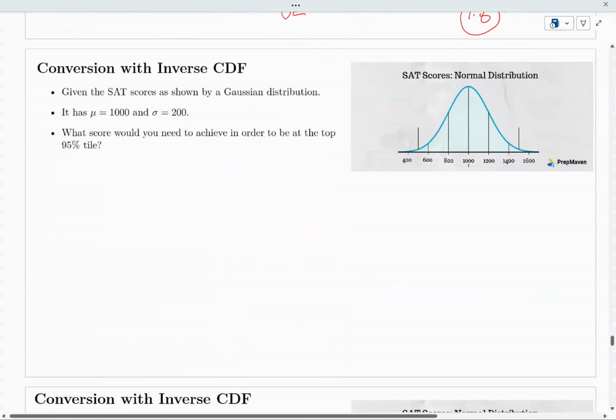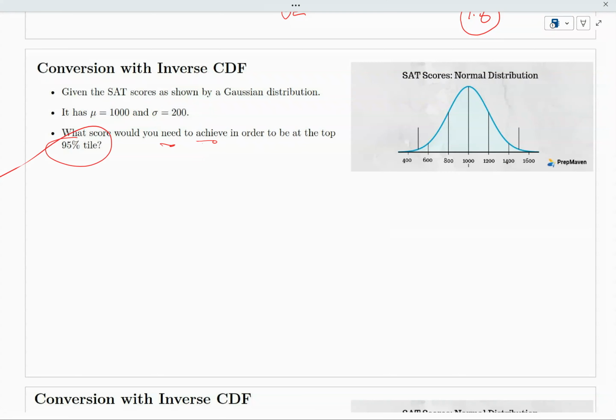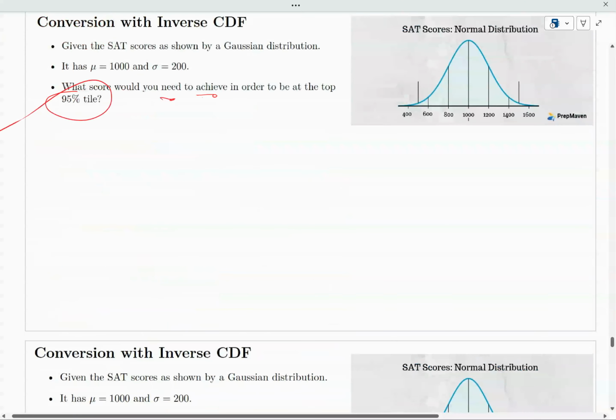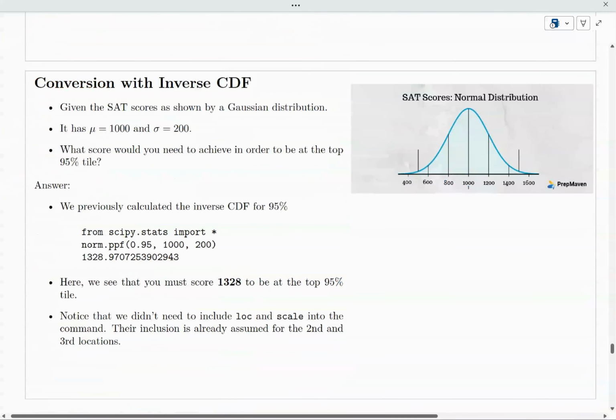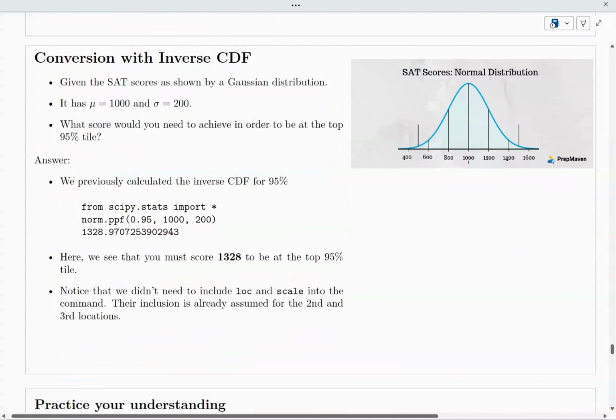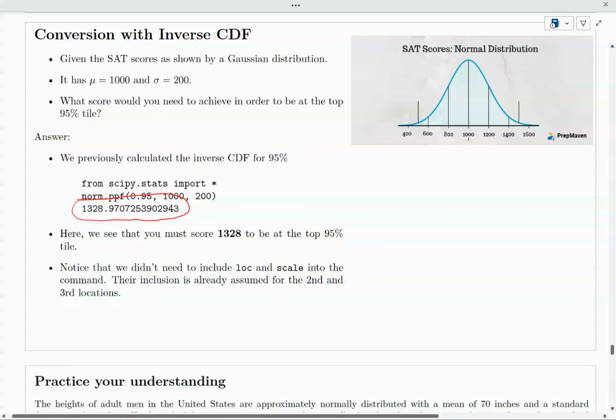All right, so let's do a quick practice with the inverse CDF. Given the SAT score here, the mean is 1,000 and the standard deviation is 200. What score would you need to achieve in order to be in the top 95 percentile? See if you can solve that. The answer is on the next page, so pause the video. Here's the answer. Apparently, you need 1328 to be in the top 95 percentile.